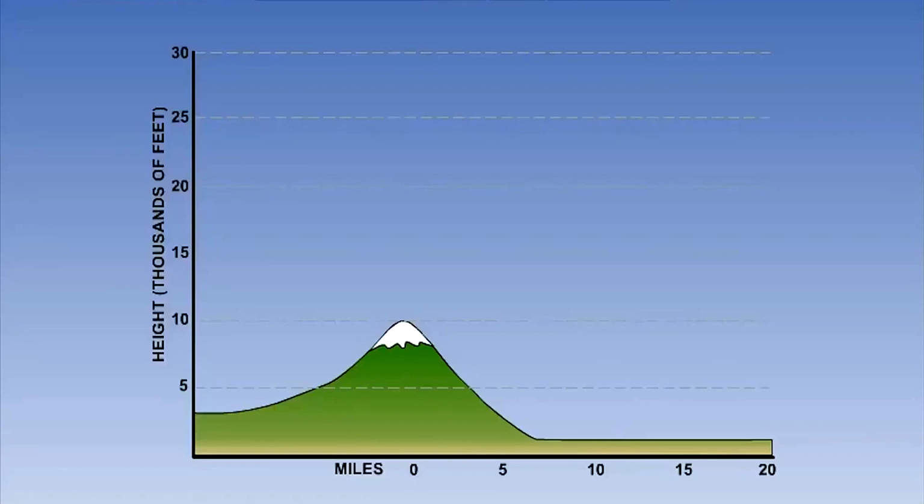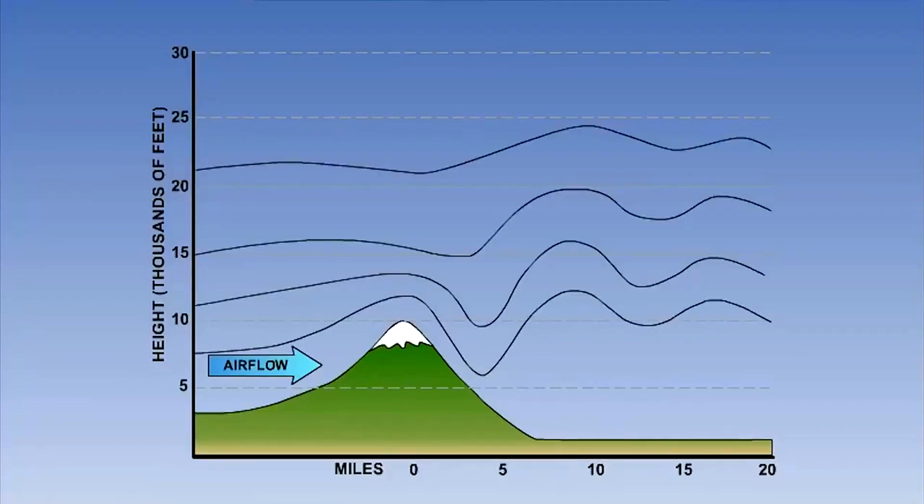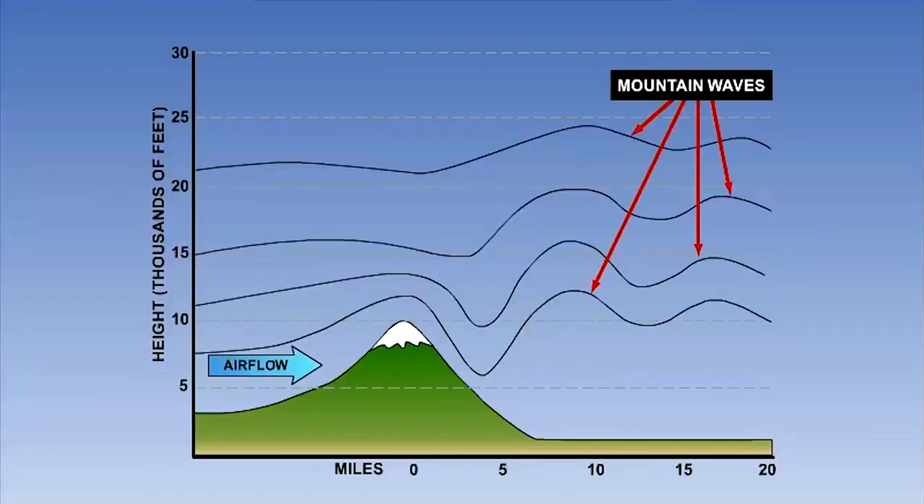The effect of horizontal airflow over mountains and hills creates a very unique phenomenon. Looking at the diagram, we can see a mountain being exposed to horizontal airflow from the left. As the airflow is over the mountain, it starts to oscillate in a wave-like pattern. These oscillations are known as mountain waves, lee waves or standing waves.